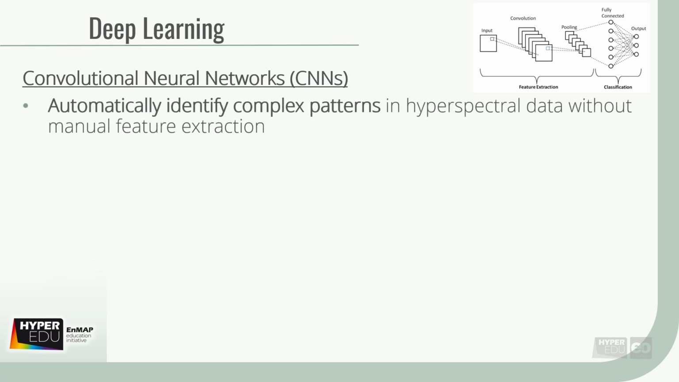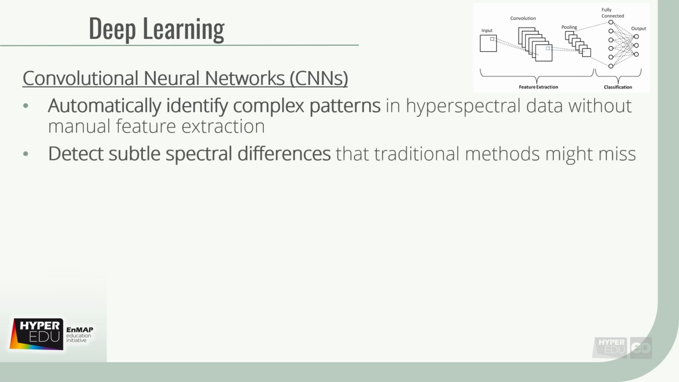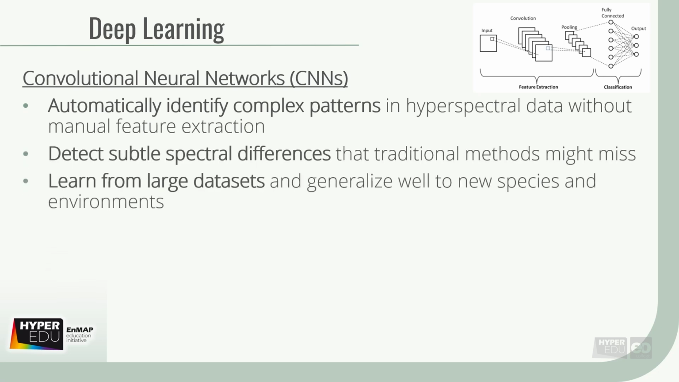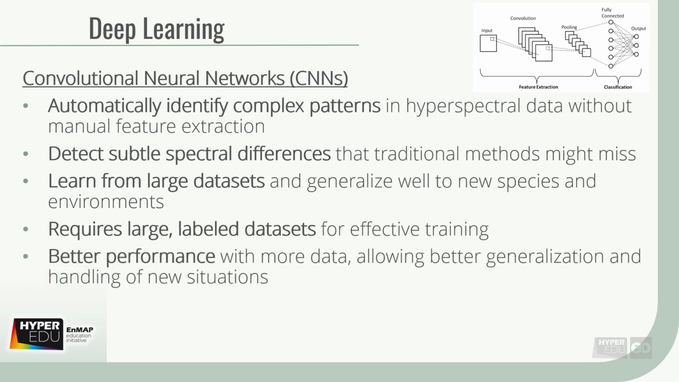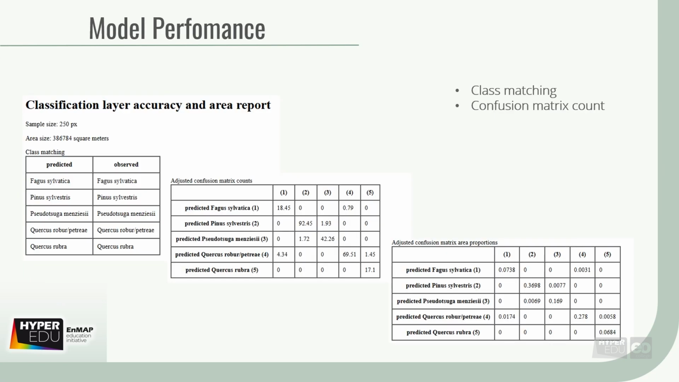Deep learning models like convolutional neural networks, CNNs, can automatically learn to identify complex patterns in hyperspectral data without needing manual feature extraction. They're capable of learning from large amounts of data and generalizing well to new species and environments. However, deep learning models require large, labeled datasets to train effectively. The more data you have, the better the model can generalize and handle new situations.